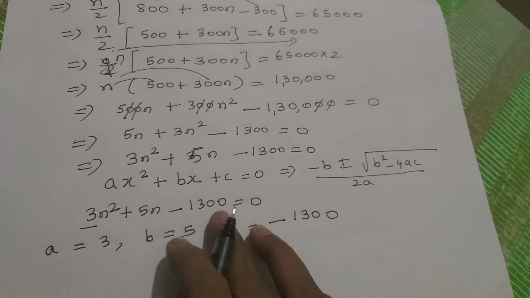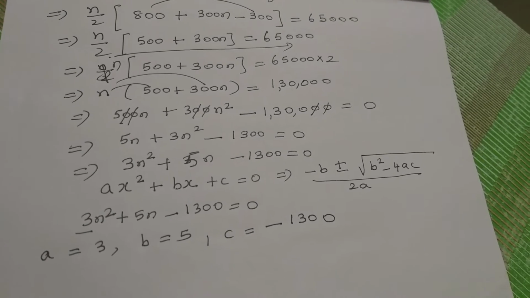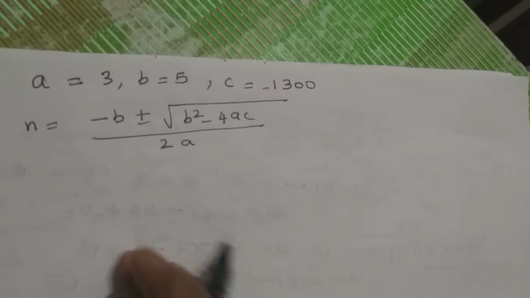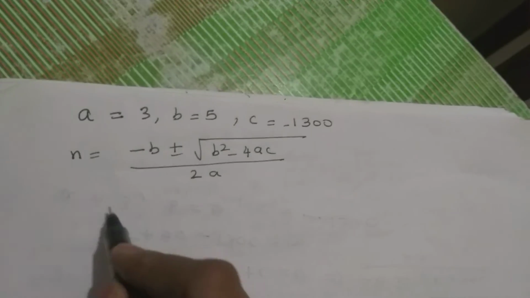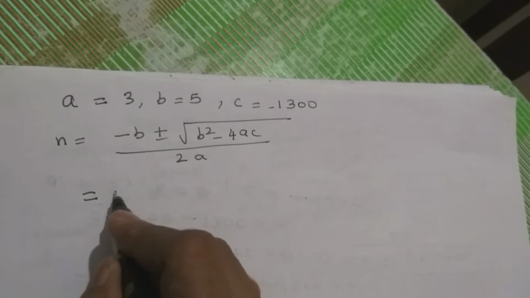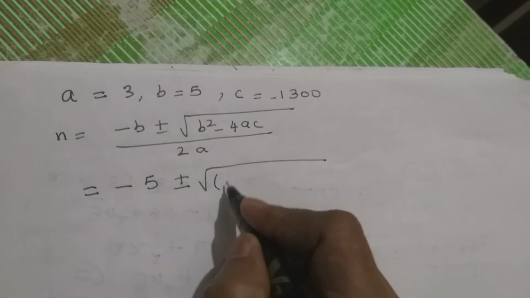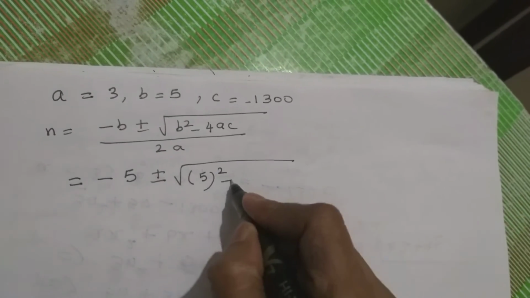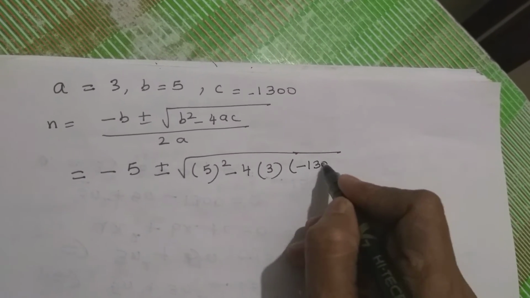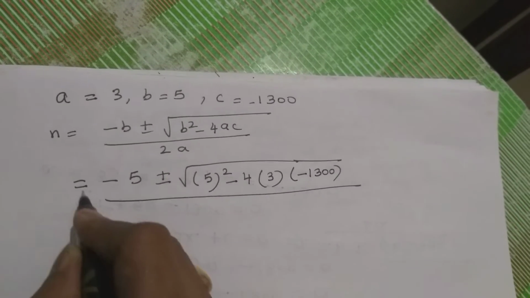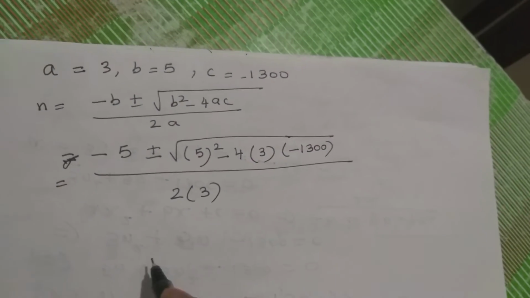Now we are going to apply this in the formula, substitute for a, b, c, and we have to get the answer. Now here I finished telling a is 3, b is 5, c is minus 1300. So applying the quadratic formula, in the place of b, substitute 5: minus 5 plus or minus root of b squared, b is 5, so 5 squared, minus 4, a is 3 and c is minus 1300, on the whole divided by, the equal to sign must be in the center, 2 into a, which is 3. Just substituting for a, b, c.